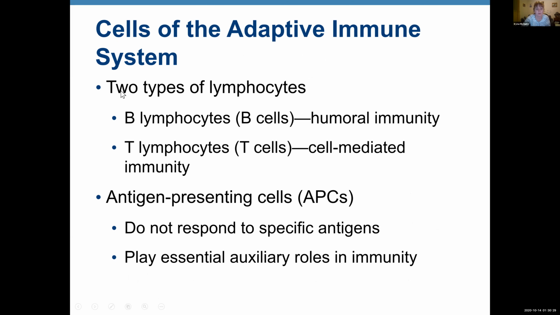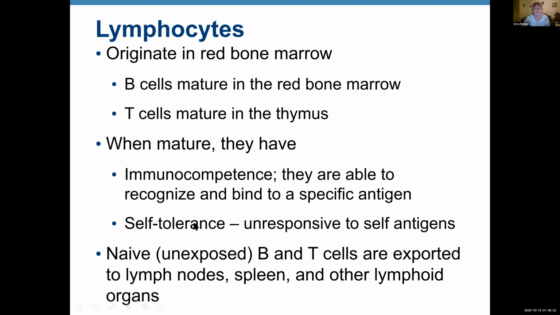Now, we will talk about these antigen-presenting cells. Everything will make sense in a minute. But let's begin with lymphocytes. Lymphocytes originate in the red bone marrow, the same as any other blood cells. But after that, B cells mature in the red bone marrow, and T cells mature in the thymus.